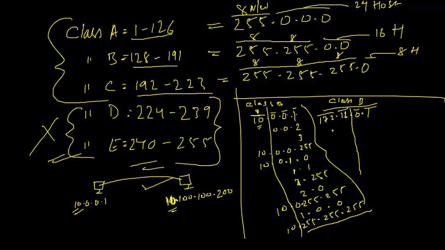So the next IP address will be 172.16.0.2, and it keeps going till 0.255. Once it reaches 0.255, the next IP address will be 1.0, 1.1, 1.2. Again, once it reaches 255, this one will become 2, 2.0. It keeps going till it reaches 255.255. Okay, the last IP address will be 172.16.255.255. This is the last IP address.